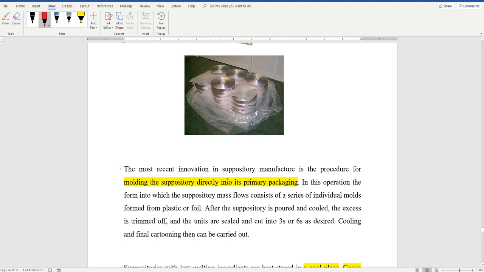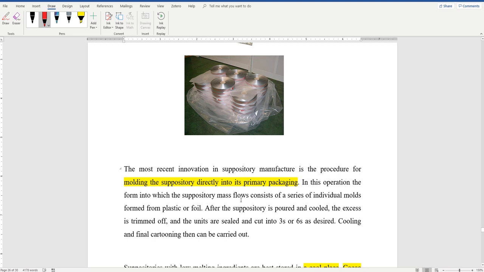Now, what happens is the primary packaging is itself the mold. The primary package itself is the mold. Okay, so you are preparing the suppository by fusion molding, and instead of a personal mold, the mold is the primary package. Now, this term is important. You may be asked, what do we mean by primary package? What is the primary package?